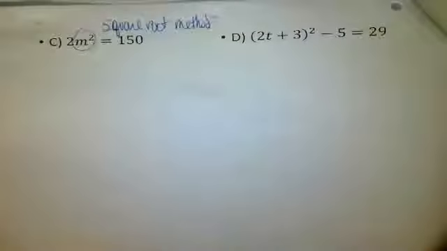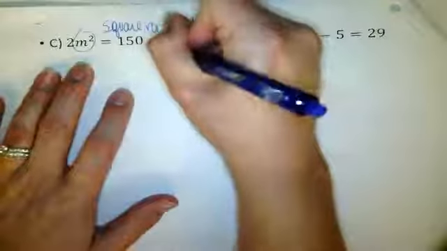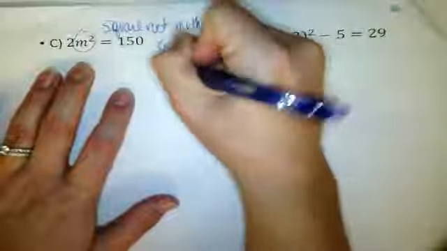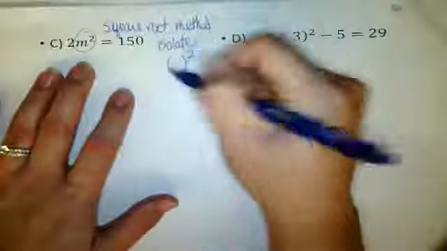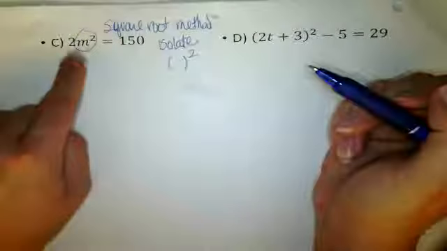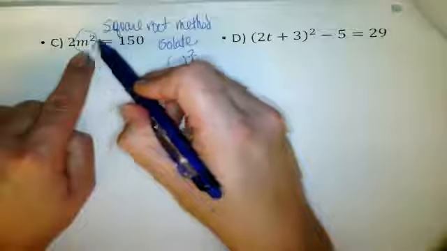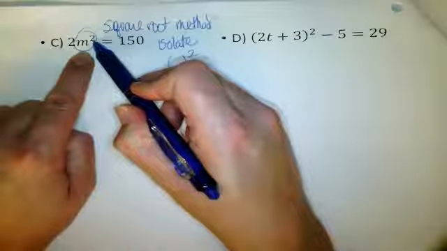You can solve it by factoring, but like letter D, we actually want to do the square root method. When we use the square root method, we want to isolate whatever is being squared. You can see here the m is being squared, and we want to isolate that.